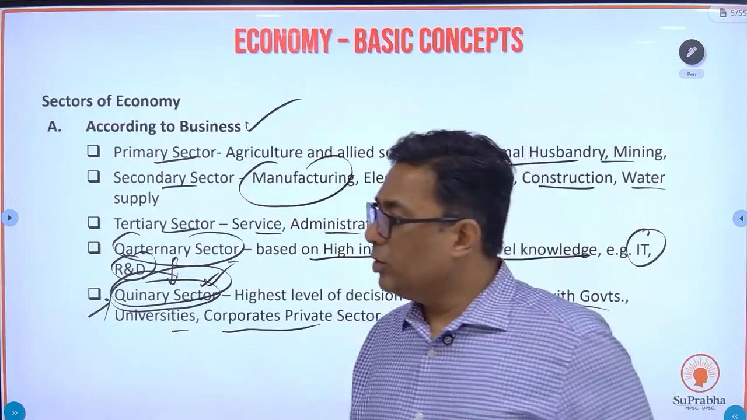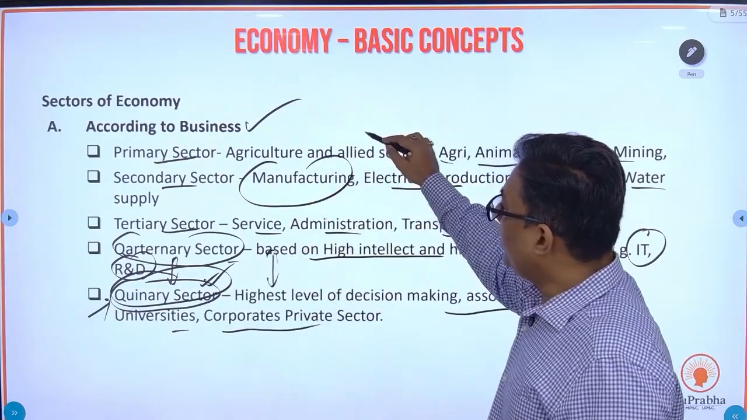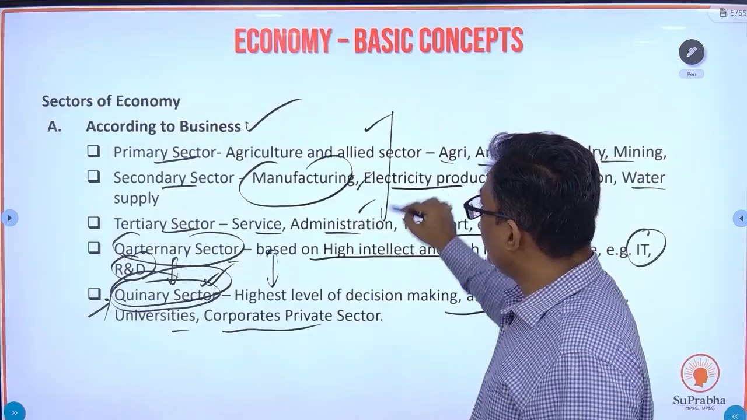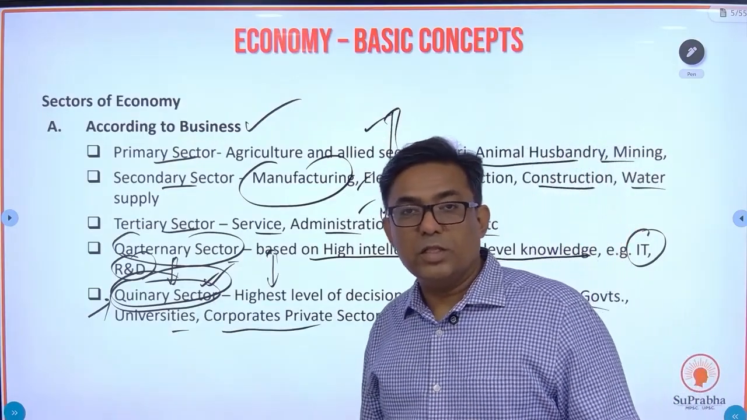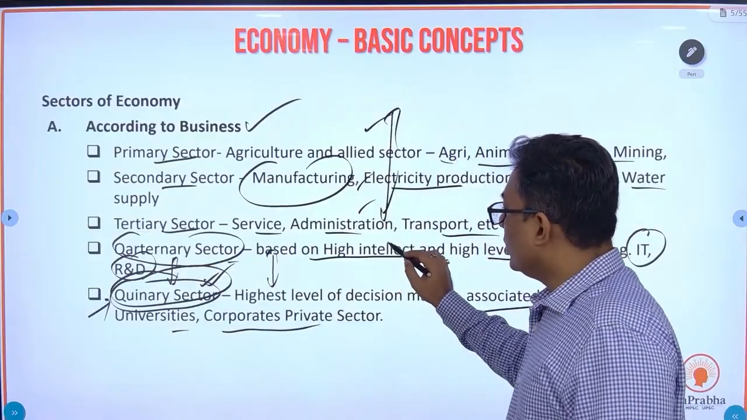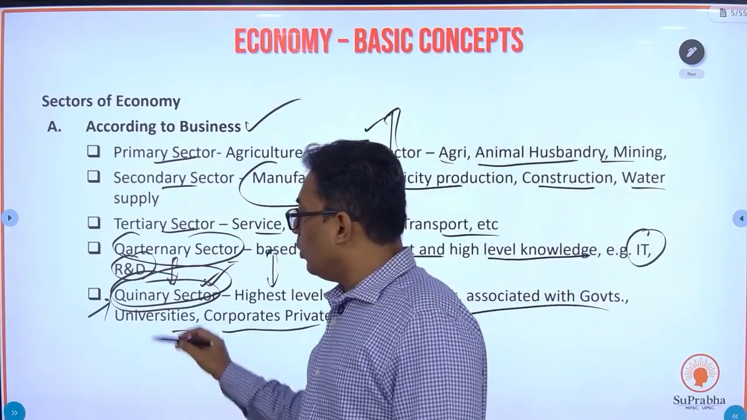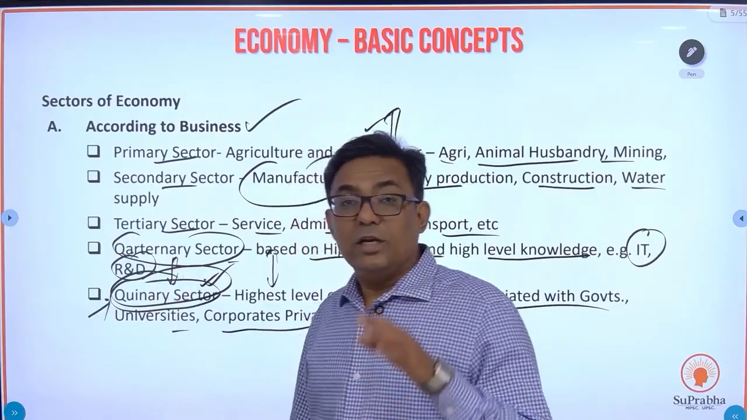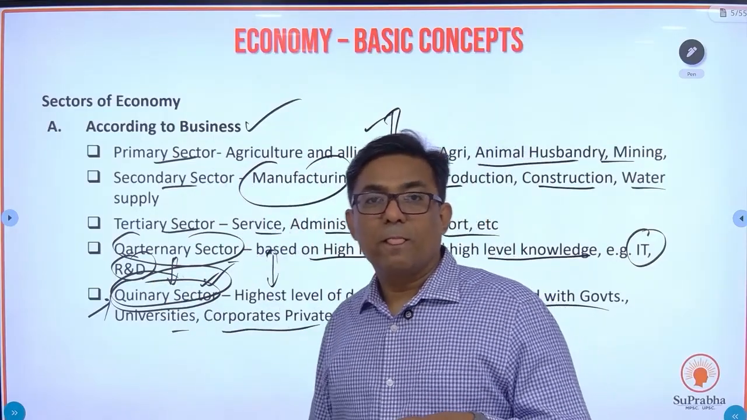So have you understood this? Quaternary and quinary. Primary, secondary and tertiary, these are the basic three sectors which will define your GDP, the national income. But you also have the quaternary and quinary sector. The decisions, or whatever happens in the quaternary and quinary sector, definitely affect the rest of the three industries. Fine.